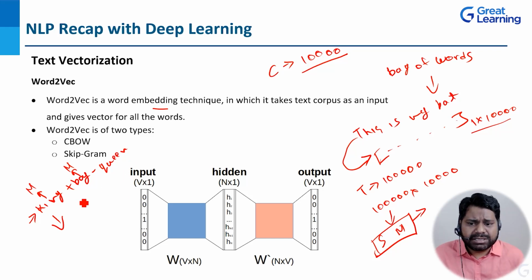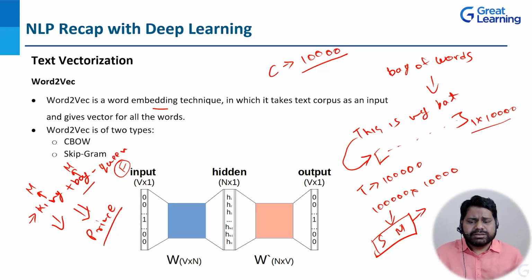That means this person is not female. Okay, so predominantly we can say that he is prince. So this is the way by which word2vec works. There are two types of word2vec available: one is CBOW, continuous bag of words, and another one is skip-gram word2vec.